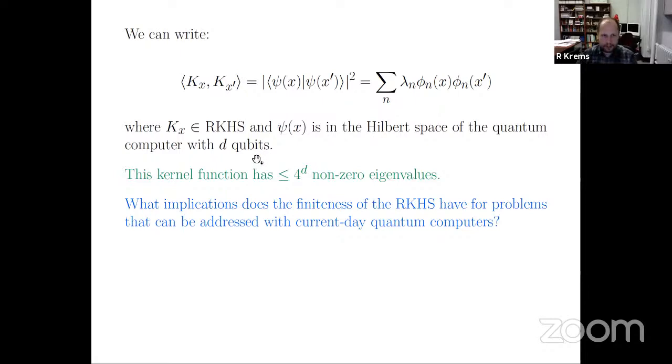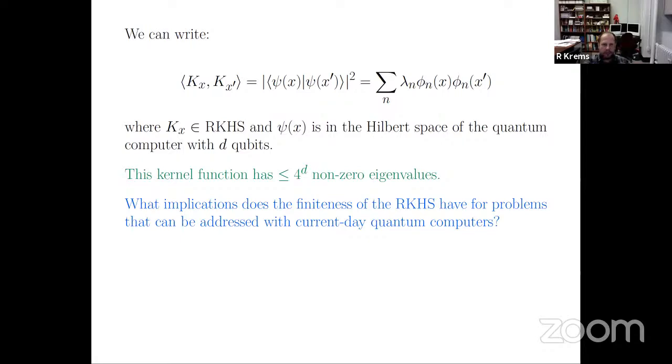So you can see immediately that this kernel function has at most 4 to the d non-zero eigenvalues. So the RKHS is going to be bounded from above. It's going to have at most 4 to the d dimensions. And this raises the interesting question of what implications the finiteness of this RKHS has for problems that can be addressed with current-day quantum computers. We can't really afford too many qubits, right? When we work with the IBM quantum computer, maybe 6 or 4, but not many more than that. So that will limit the RKHS.